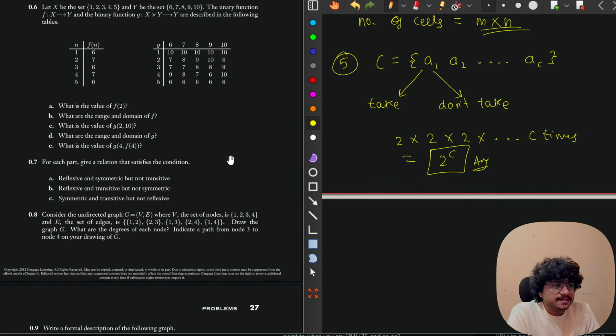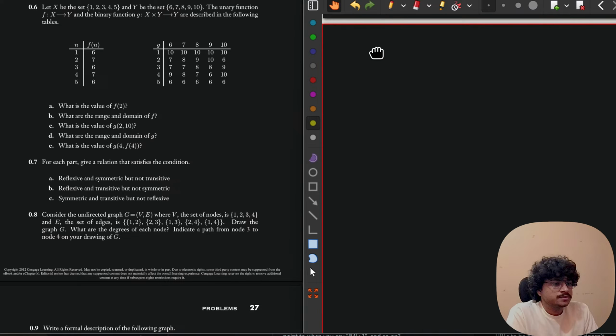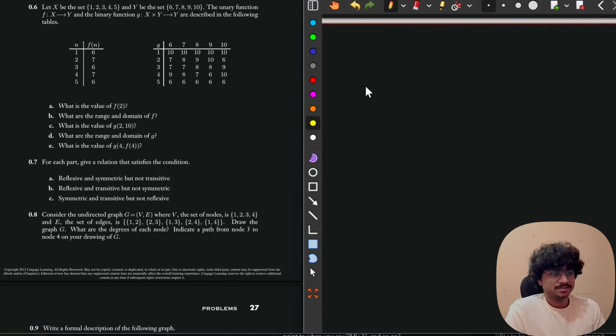Let X be the set and Y be the set, the unary function and the binary function are described in the following tables. This question is now interesting. The level of questions is getting better.